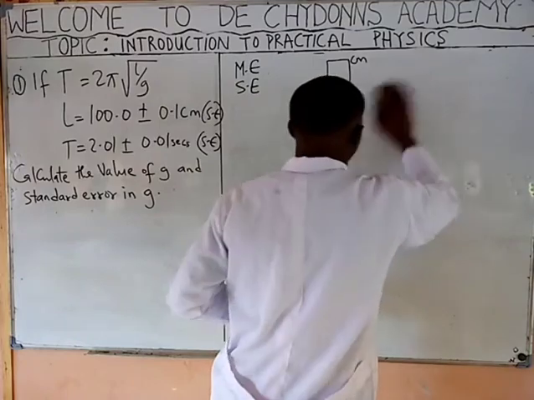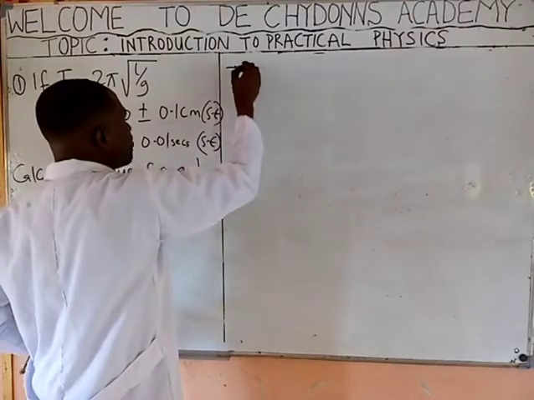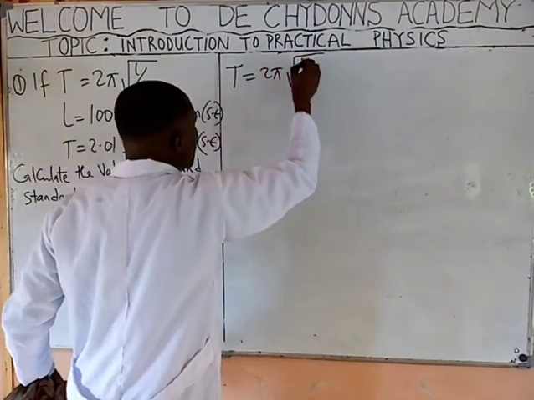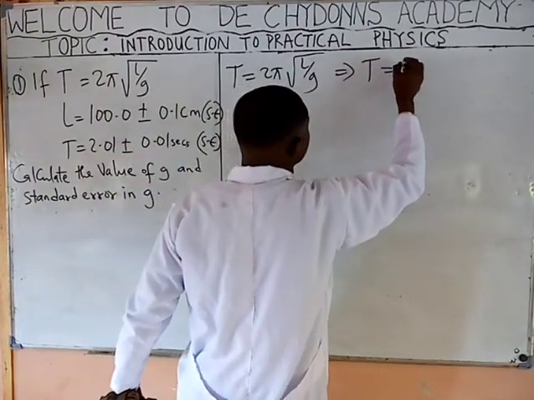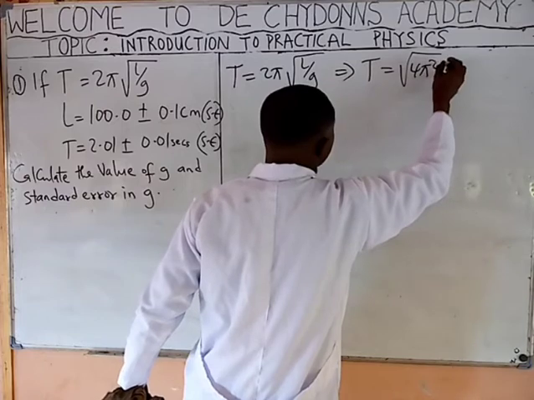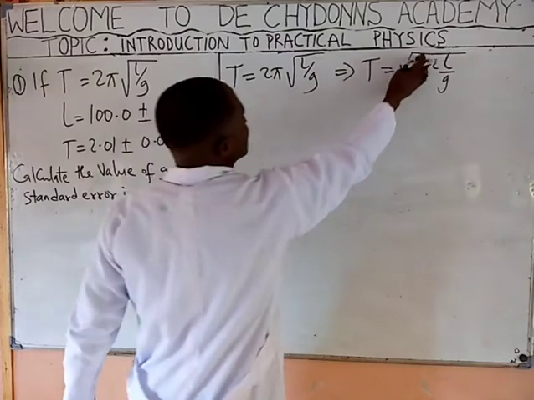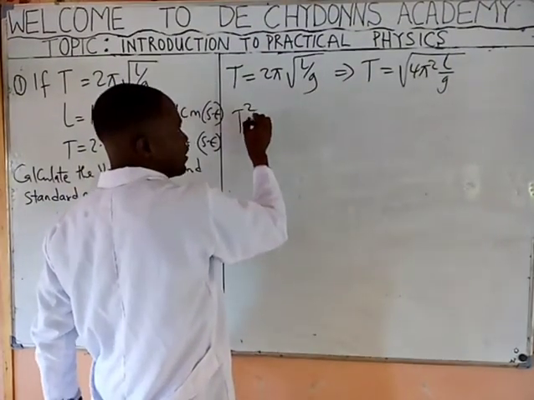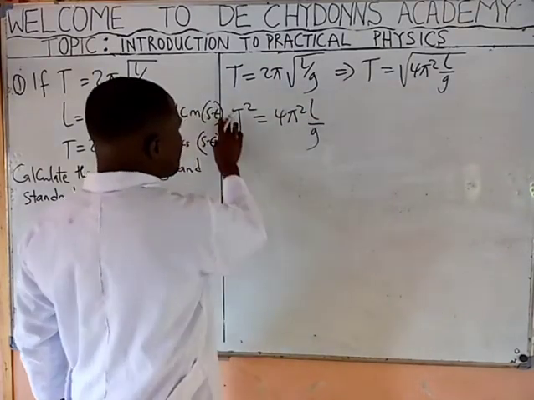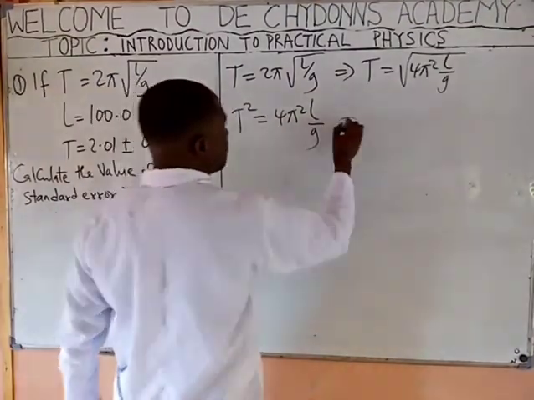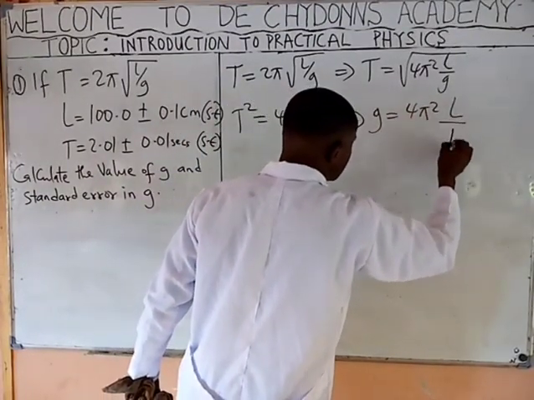Then, in the question we have, they say we should get the value of g. Write down the formula T equals 2 pi root L over g. Bring the 2 pi inside, so T equals square root of 4 pi squared L over g. Carry the square root to the other side: T squared equals 4 pi squared L over g. Now make g the subject of the formula: g equals 4 pi squared L over T squared.